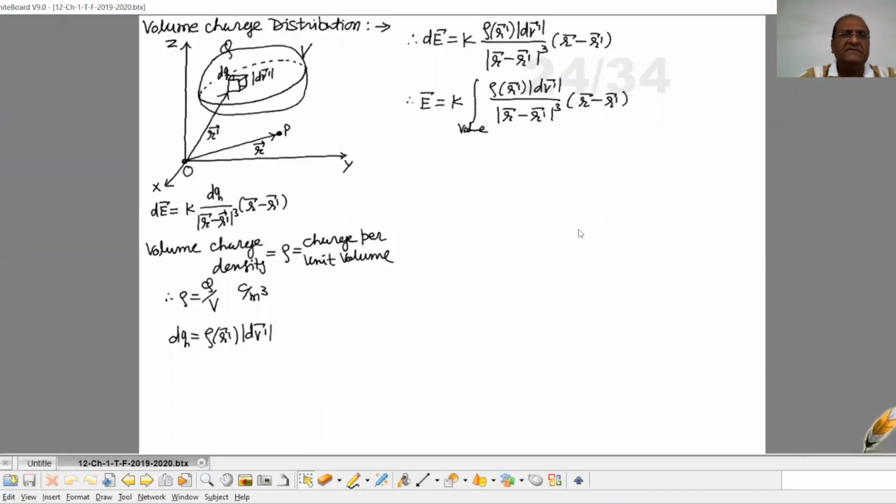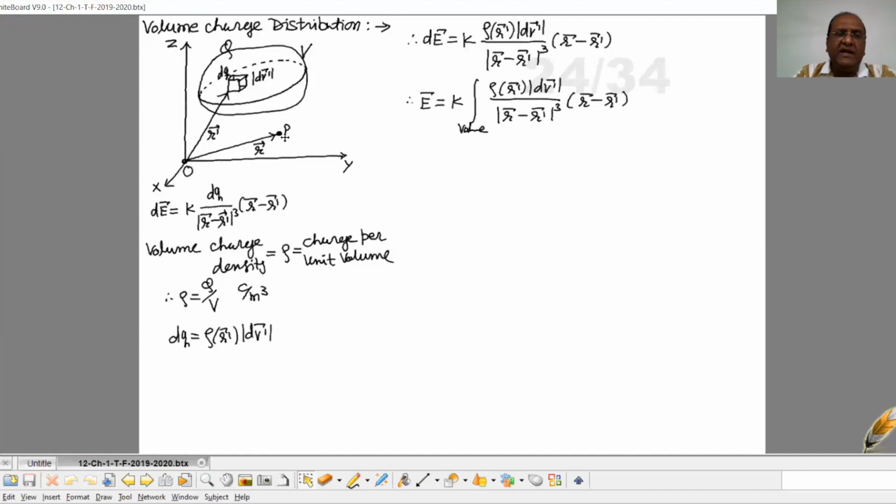Now, third, that is volume charge distribution. Suppose, as shown in the figure, we have the volume V in which the charge distributed is Q. The concept is again the same here. First of all, we consider an infinitesimal small volume element, dV dash, situated at position r dash from the origin, and the charge residing on it is dq. Due to that, we first find the electric field at point P having position vector r, and then take the integration over the volume. So first we take volume charge density, that is charge per unit volume, total charge upon total volume, so Q by V, coulomb per meter cube.